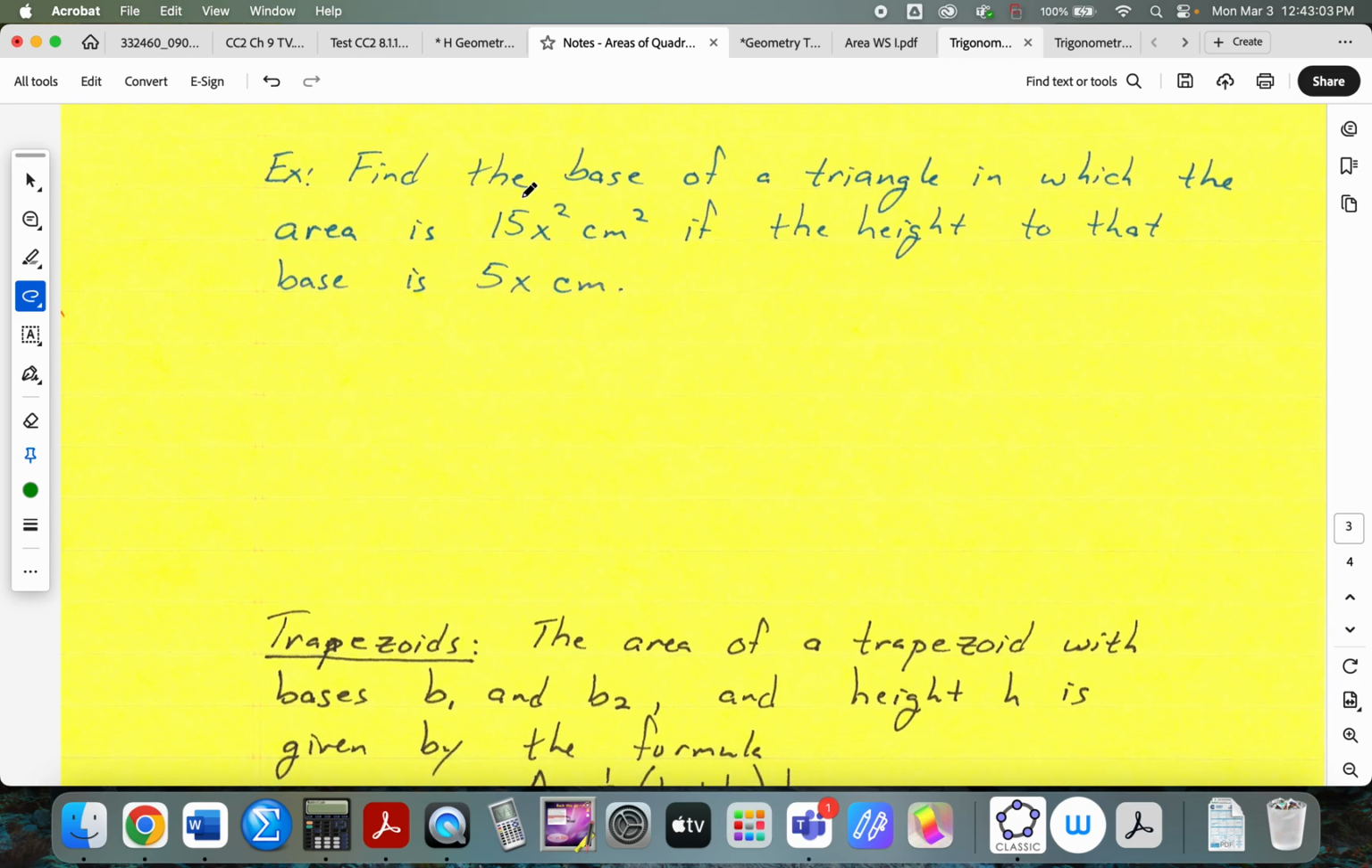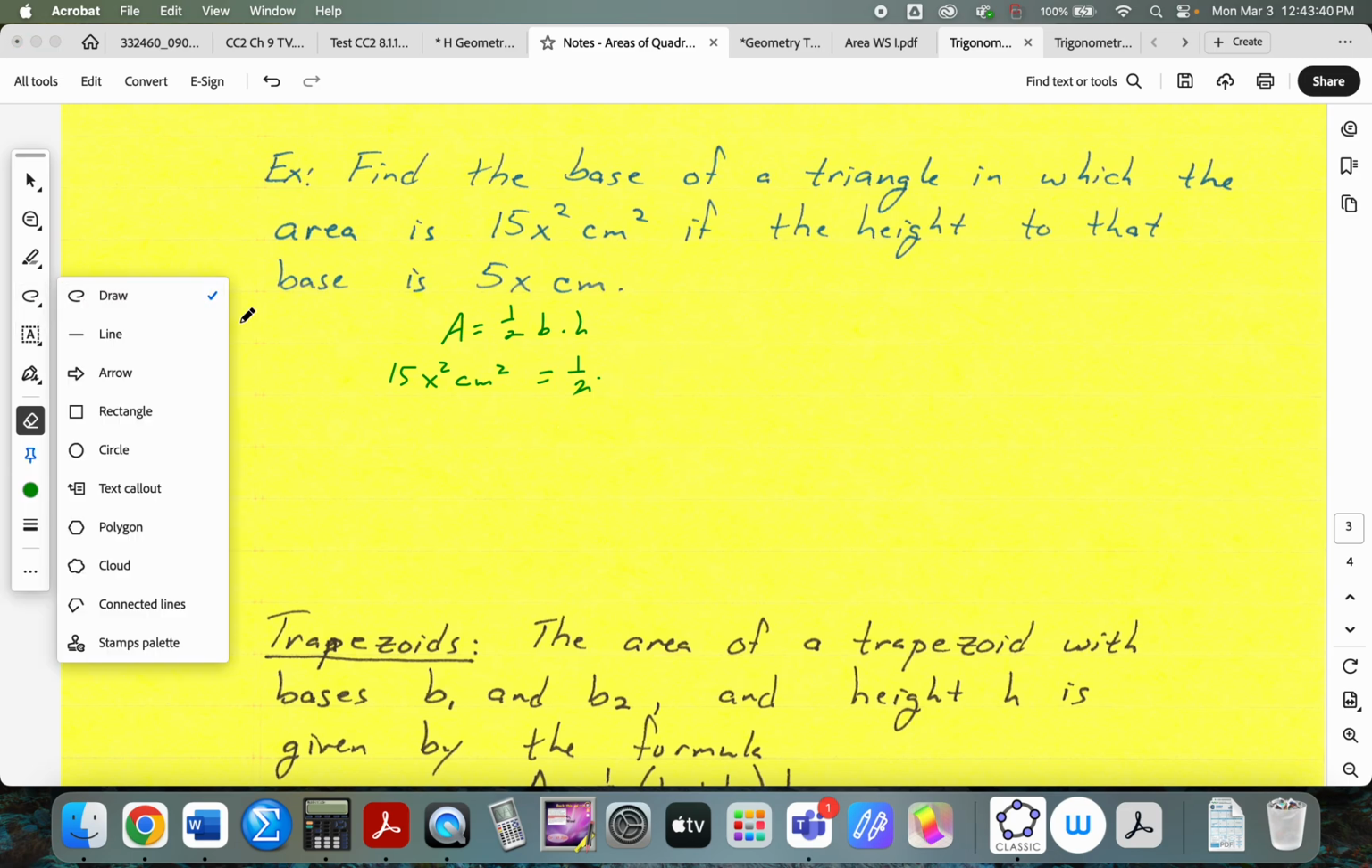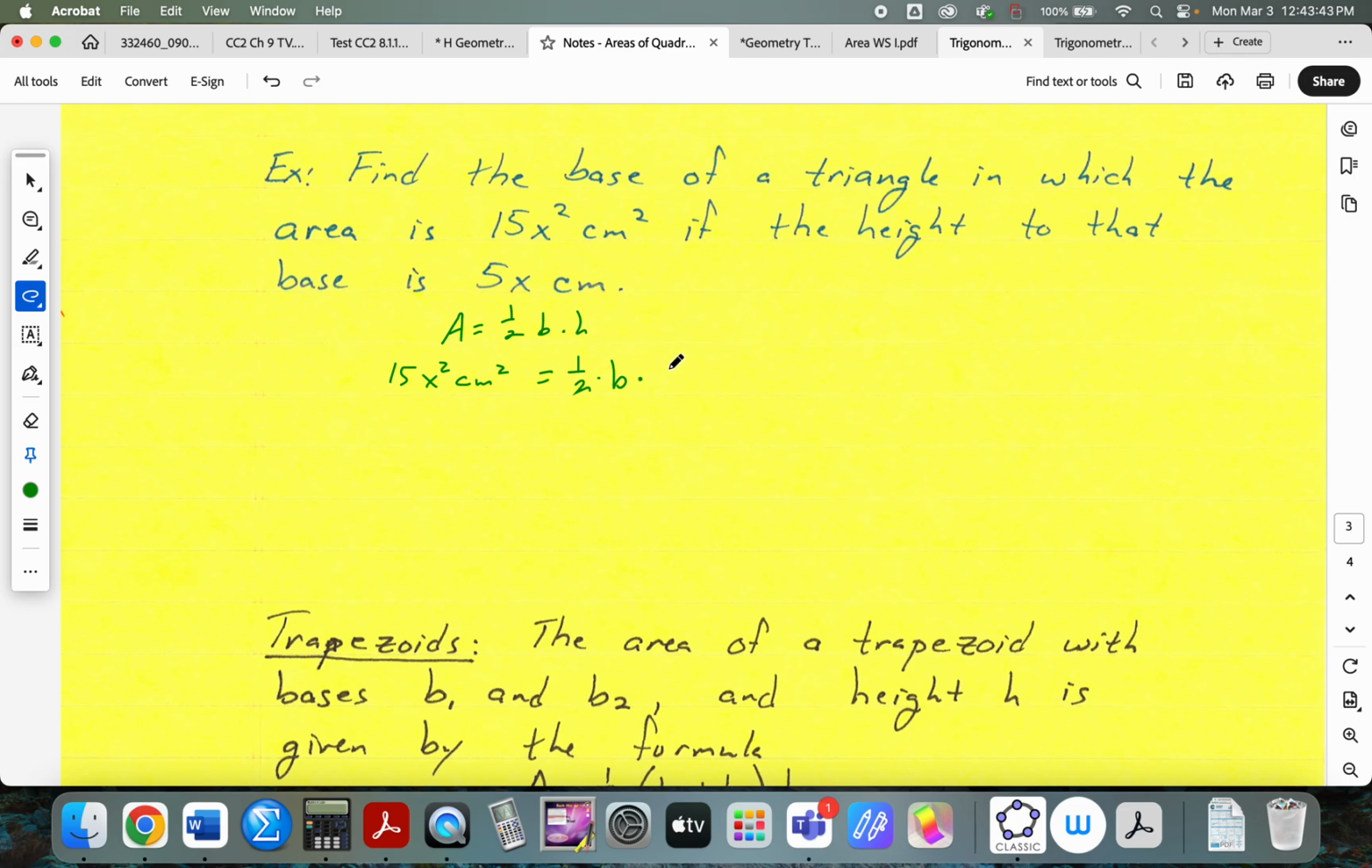One more on a triangle. Find the base of a triangle in which the area is 15x squared square centimeters if the height to that base is 5x centimeters. All right, so the area is 1/2 base times height. Filling in what we know, the area is 15x squared square centimeters equals half times the base is 5x times the height. Oh, excuse me, my fault. Wasn't paying attention to which was given. They want us to find the base, and the height is 5x.